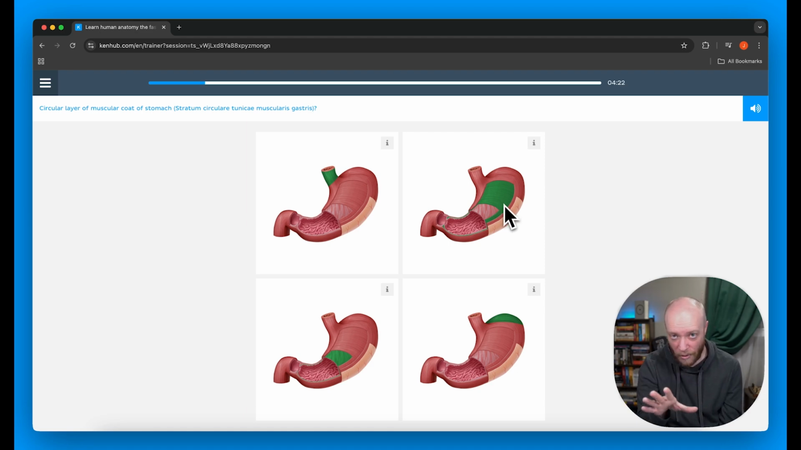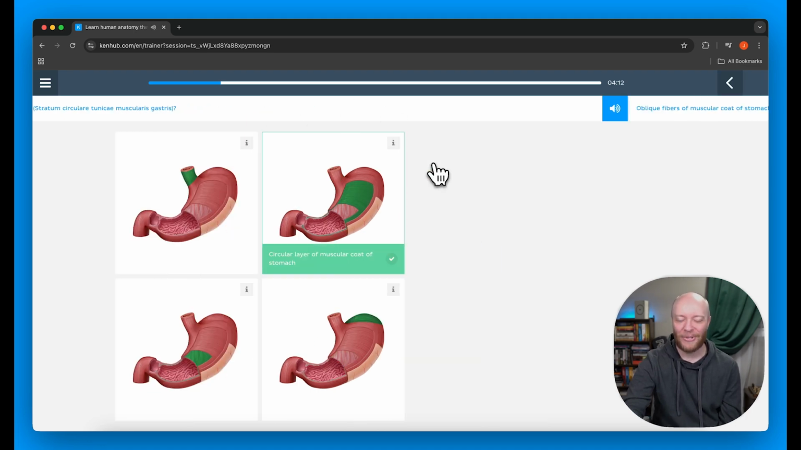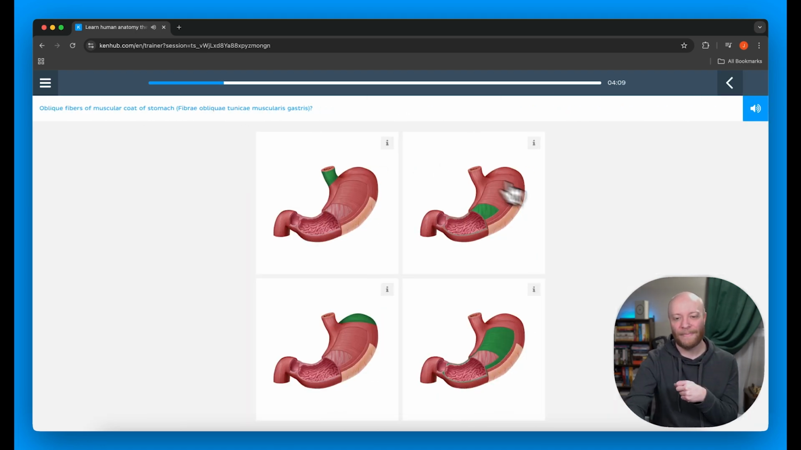Remember, you are always welcome to pause this if you want to try and figure this out for yourself. But again, we're asking about the circular layer. And that is this one right here. So the circular layer, remember, that is going to be the one.